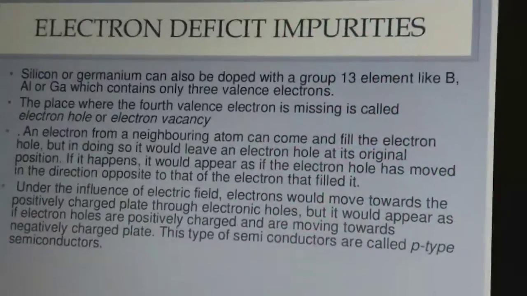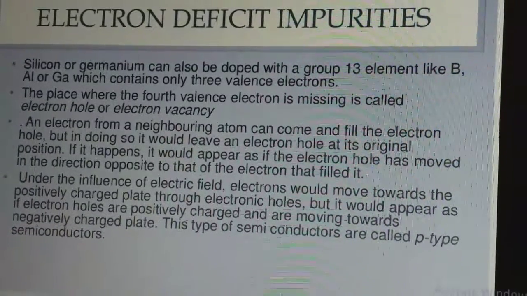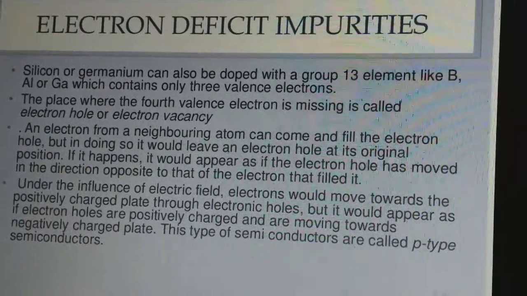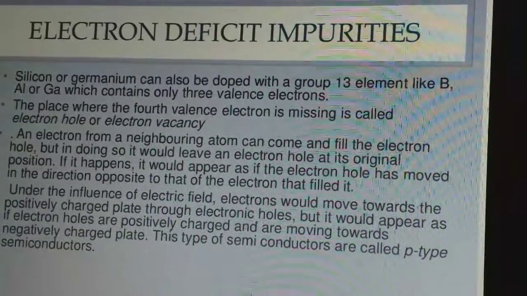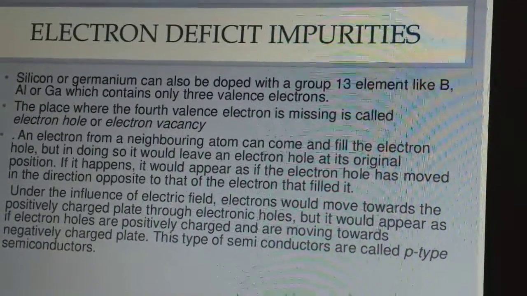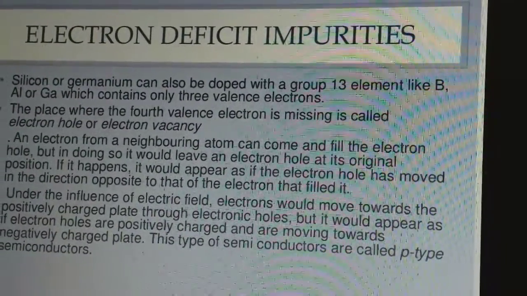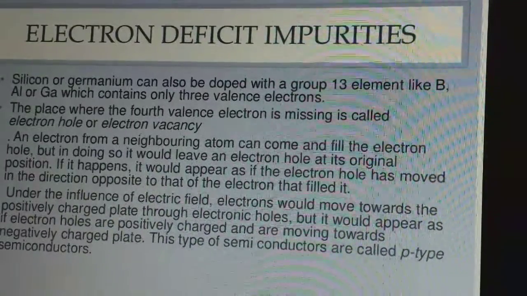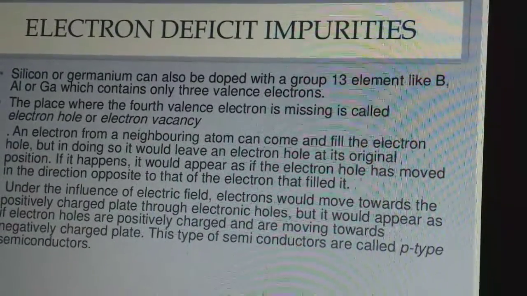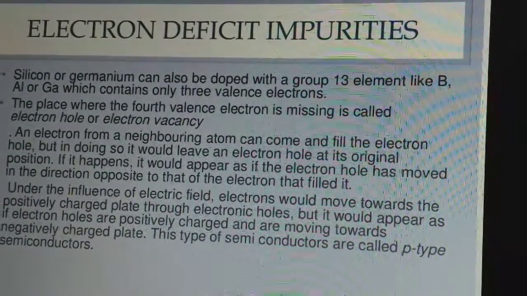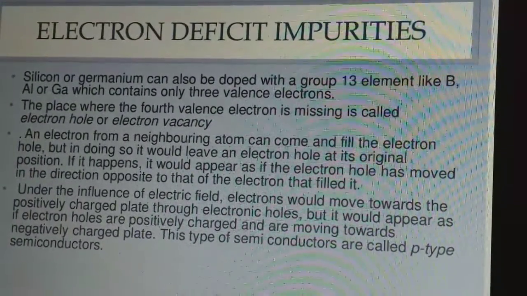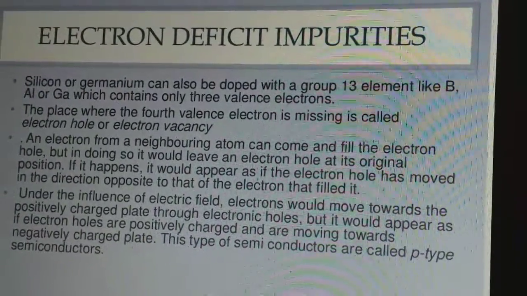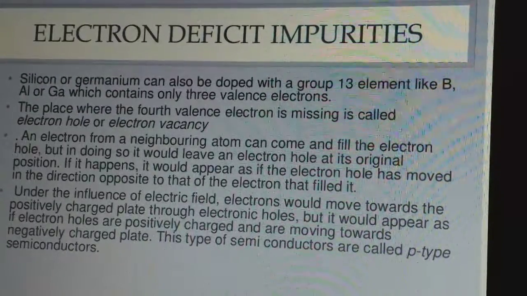Now suppose you add an electron deficient impurity, like group 13: boron, aluminum or gallium, which contains only 3 valence electrons. The place where the 4th valence electron is missing is called an electron hole or electron vacancy. An electron from a neighboring atom can come and fill the electron hole, but in doing so, it would leave an electron hole at its original site.